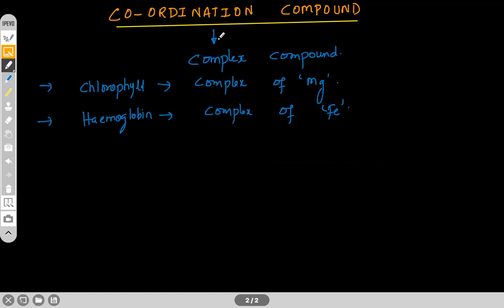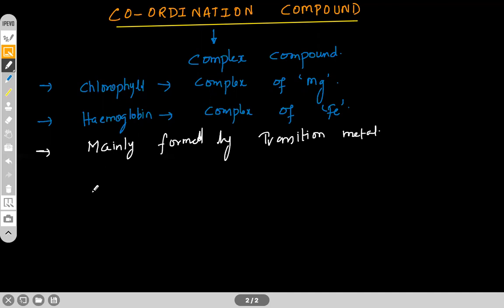This coordination compound is mainly formed by transition elements, transition metals. Why? We'll discuss this generally. Like the basic difference between this and the normal compound we have, that we'll try to understand. Let us take two examples here. One, I am taking NaCl, which is a normal compound, a simple compound in fact.